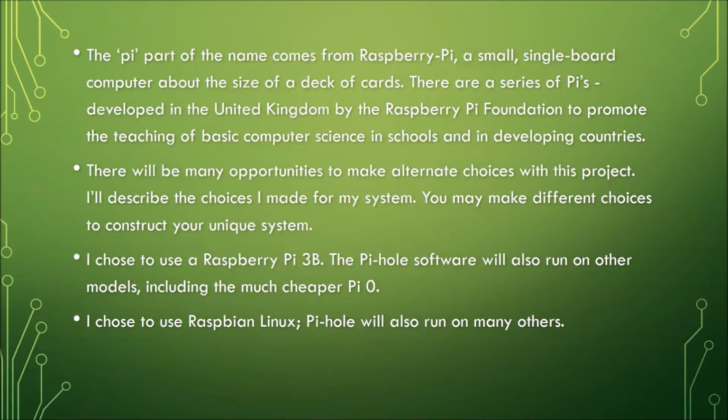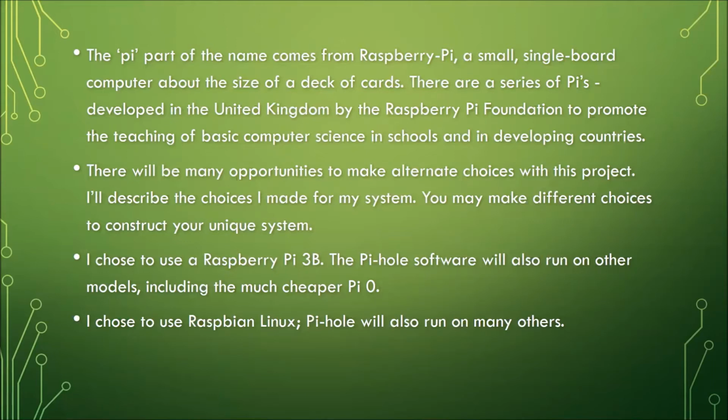There are a lot of choices in what we're going to look at today, and as a result, I'm just going to talk about the choices I made. If you decide to duplicate this, you may want to go through and make different choices, and that's fine. One choice I made was to use a Raspberry Pi 3B. There are several Raspberry Pi models that have been developed, including a Raspberry Pi Zero. Now, the Raspberry Pi Zero does not have all the features of the Pi 3B, but it is only $5, and Pihole will run on it.